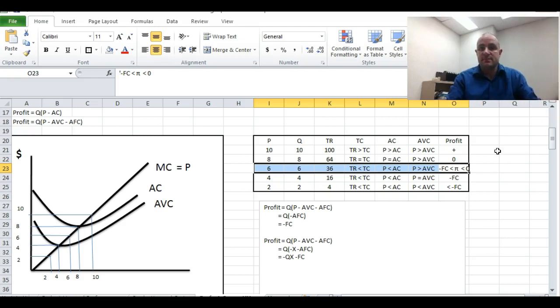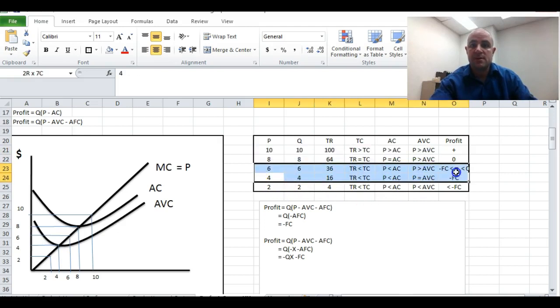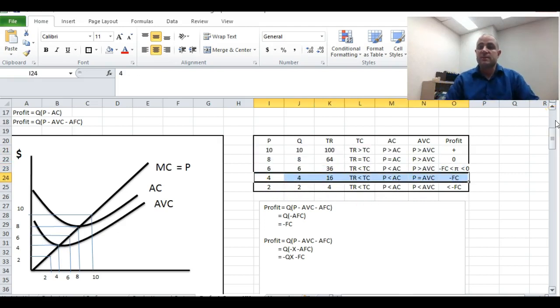It's not a goal to make a negative profit, but in the short run, when you have those fixed costs, you need to keep them in consideration. Now, at this point here, when the price is 4, your profit is minus your fixed costs. So whether you operate or not, your profit is minus your fixed costs.